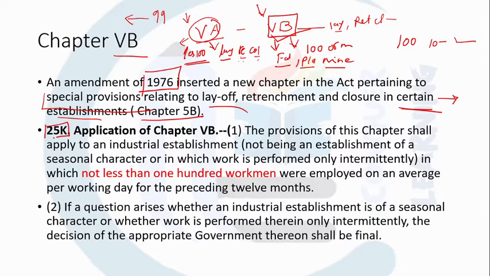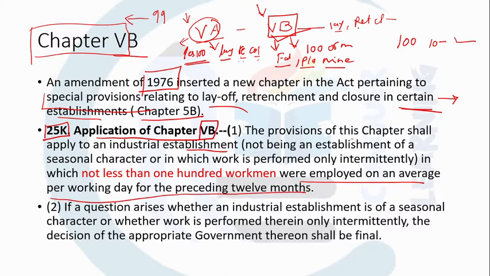Section 25K talks about the application of chapter number 5B. Where are the provisions of this chapter applicable? The provisions of this chapter shall apply to an industrial establishment in which not less than 100 workmen were employed on an average per working day for the preceding 12 months. This is what I explained here, that at least 100 or more, those establishments, the chapter is applicable.